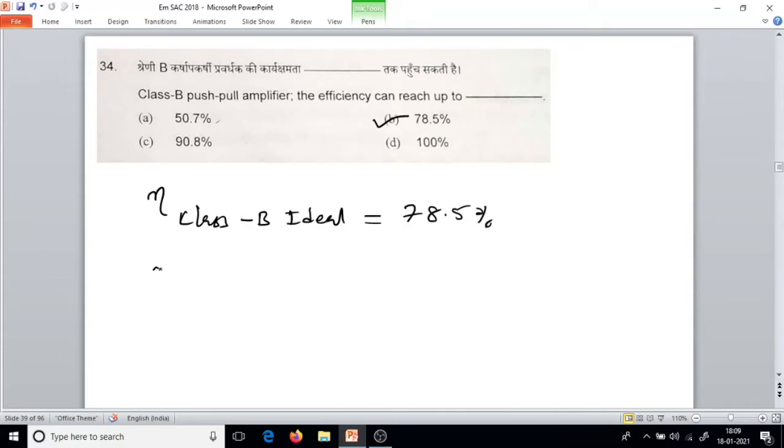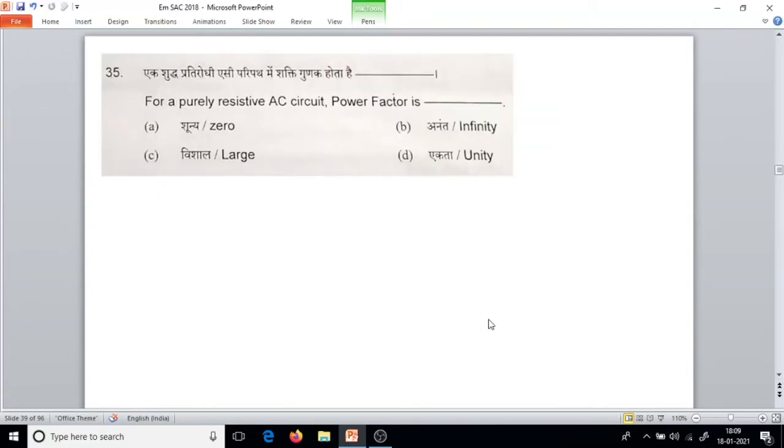If it is class A, ideal, then it equals 50%. It can reach up to 50%. And if it is class C, it can reach up to 90%. So we'll go to the next question.